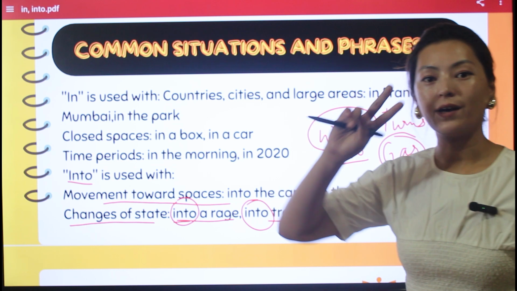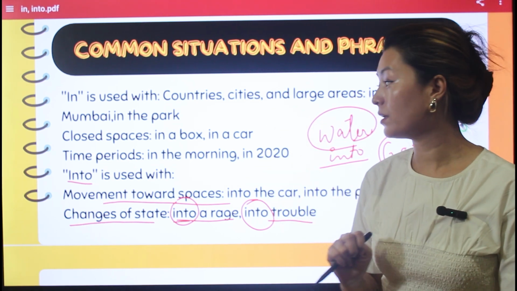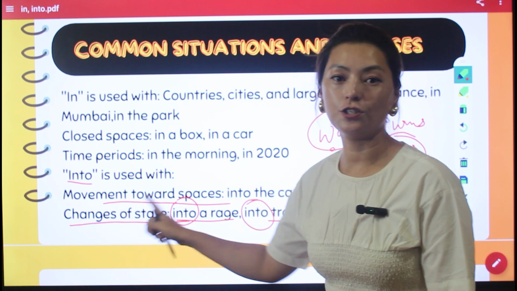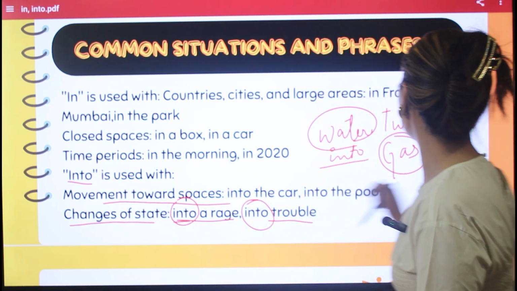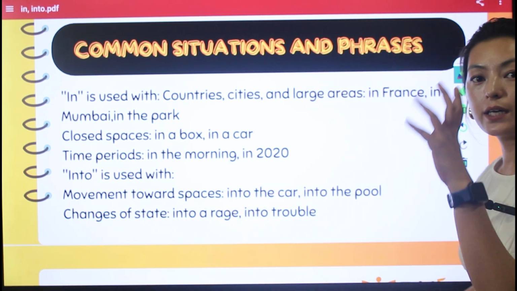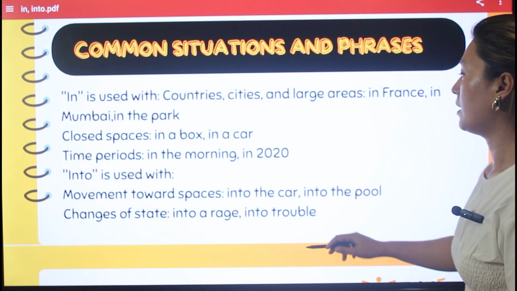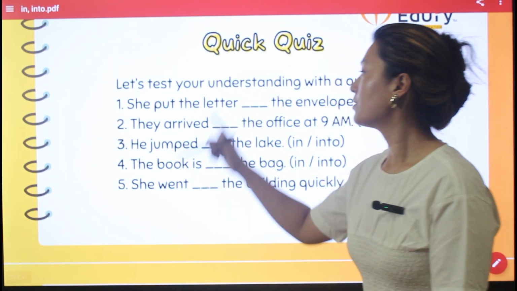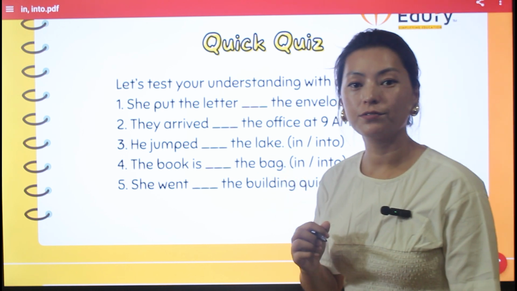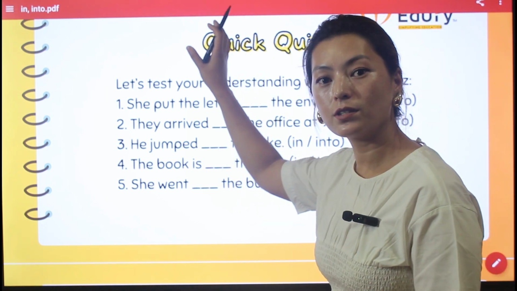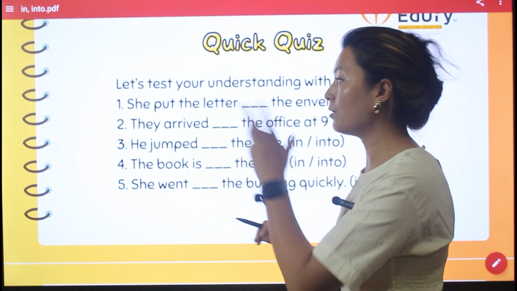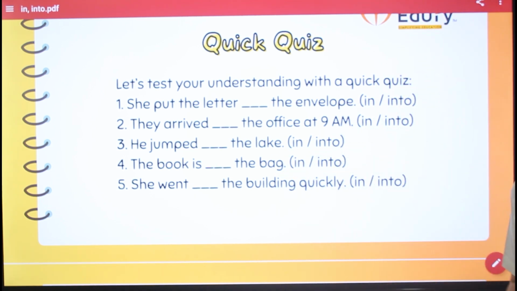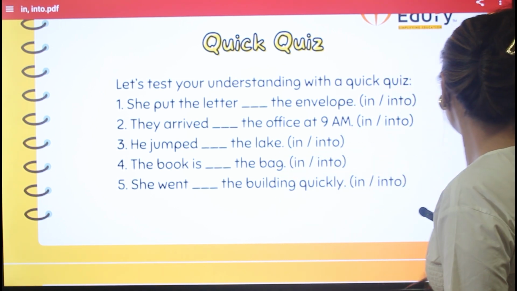So "into" has two concepts that you have to be very clear about, and that is movement towards spaces and then changes of state. So with this, we can move on to the next part, and that is solving a quick quiz. So let's test whatever we have talked about in the previous sections. Can we solve this? First sentence: she put the letter dash the envelope. What should we write here?